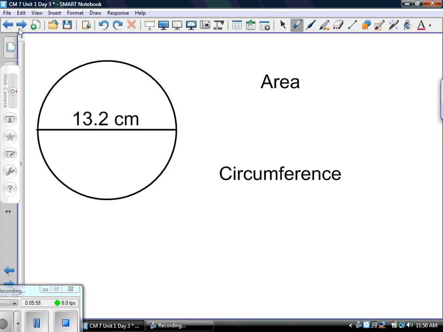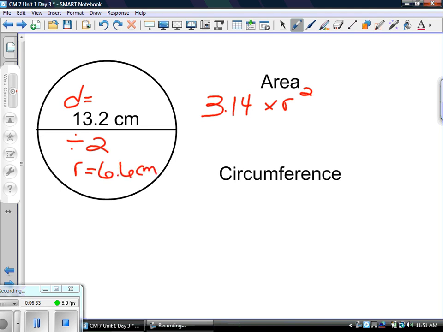Let's look at another example. Now this example is a little bit different because of what's given. If you look at the label of this circle now, you will notice that you are given the diameter instead of the radius. And when you go to the area formula, you realize that you need the radius in order to plug into the formula. So we realized from our discussion previously that if we take our diameter and we divide it by 2, we cut it in half, the radius is 6.6 centimeters.